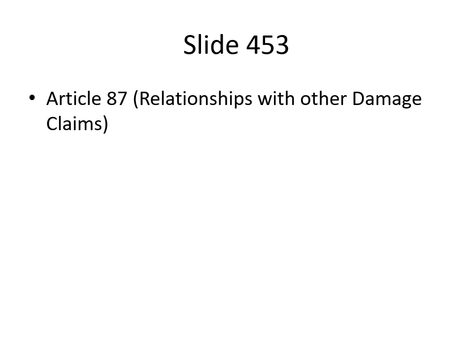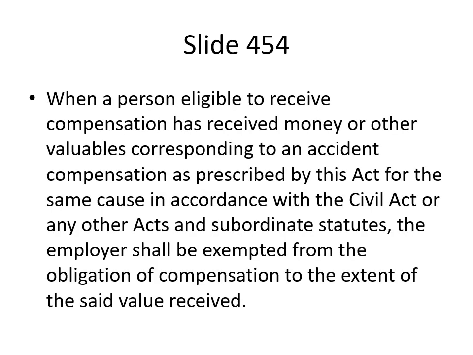Article 87, Relationships with other damage claims. When a person eligible to receive compensation has received money or other valuables corresponding to an accident compensation as prescribed by this Act for the same cause in accordance with the Civil Act or any other acts and subordinate statutes, the employer shall be exempted from the obligation of compensation to the extent of the said value received.